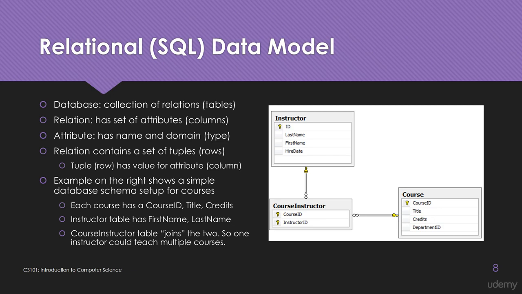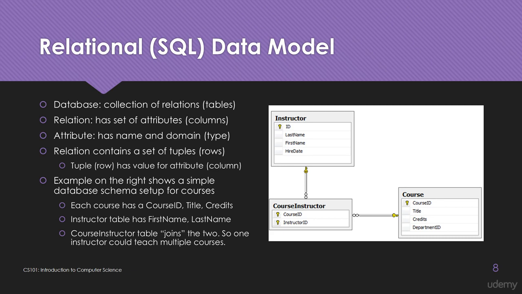So the database is actually a collection of relations. So it's a collection of multiple tables that you see in this image. A relation has a set of attributes. So each table, as you can see here, has a set of columns that are used to store the data. And this column, which is also an attribute, has a type. So there's ID, last name, first name, hire date. These are columns or attributes.